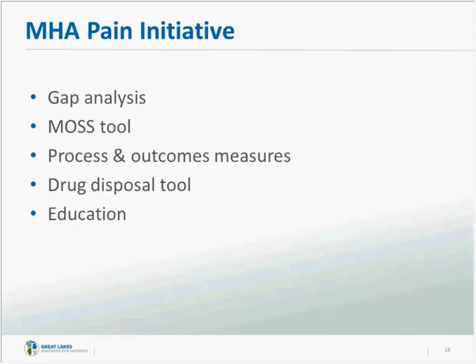So as a result of all of what we just talked about, the Michigan Hospital Association launched a number of initiatives, including the MHA Pain Initiative. And we're going to go through a few parts of this that I think are pertinent to the current Great Lakes Partners initiative. We're going to first talk about a gap analysis tool. Then we'll talk about something called the MOS tool, which is the Michigan Opioid Safety Score. And then some of the process and outcomes measures that we measured in the MHA and what we will be measuring with this new Great Lakes Coalition. And then some of the other initiatives, the drug disposal tool, and some of the education initiatives that we worked out here with the MHA.